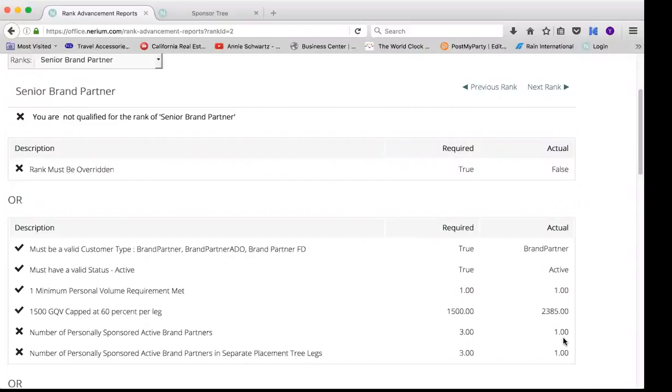So in order for Alex to become a senior brand partner, I have to find out if she has two other personals, and find out why they're not active on their ADO, or she has to sponsor new people.